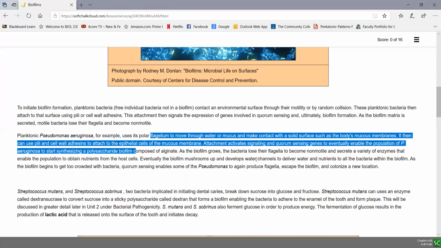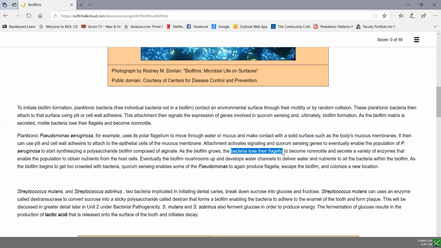And as the biofilm forms, the bacteria lose the individual characteristics like flagella and pili and start functioning as a population. And that allows them to produce more glycocalyx or biofilm. It allows them to obtain nutrients from host cells. And eventually, as it mushrooms up, it develops water channels and such, and you get an intact biofilm. And eventually, when that biofilm becomes too crowded through quorum sensing, some of the Pseudomonas again start producing flagella, escape from the biofilm, function as individual bacteria, and can colonize a new location.